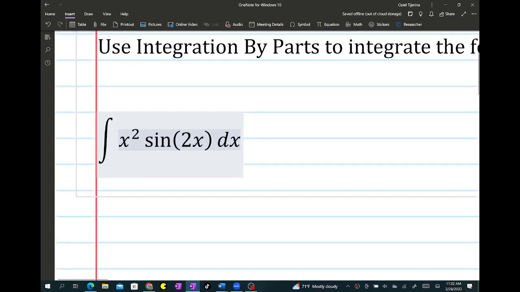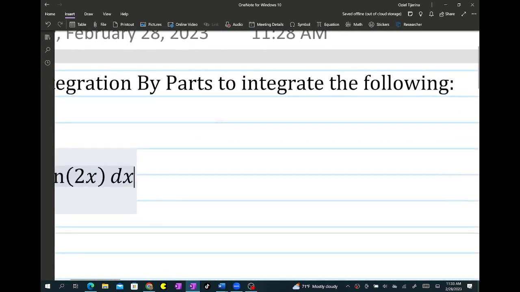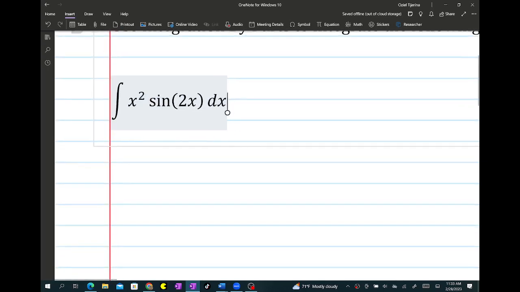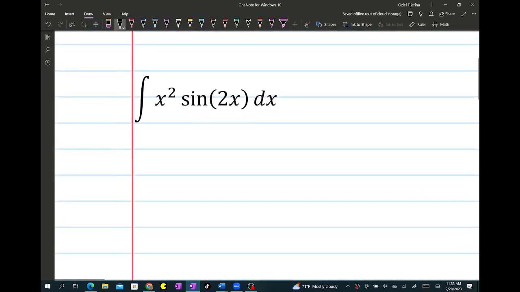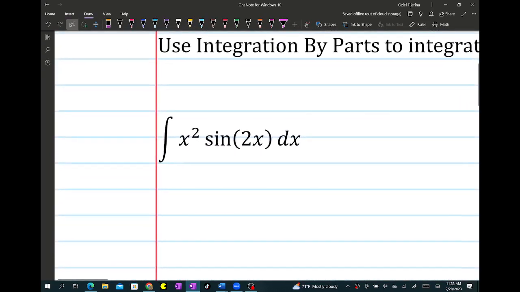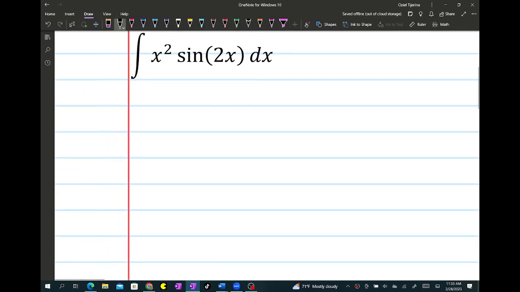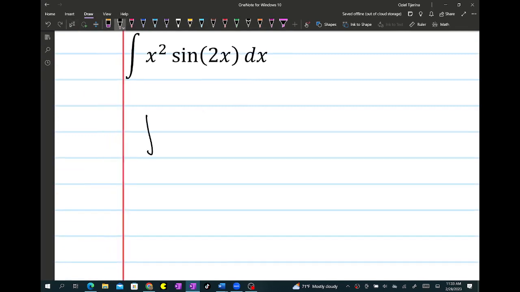So this is the problem. We want to use integration by parts to integrate the following expression. The first thing that I did, and this is one of the main things that I really want to emphasize, is that when you do integration by parts, you always want to write the formula. Whether you color code or not, even if you use highlighters, you want to write it down anyway. You want to make sure you understand what u and dv are, and also what this formula is, because this is the formula that we're going to use over and over.